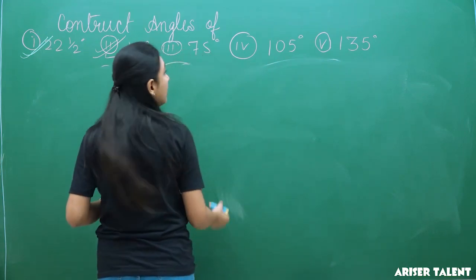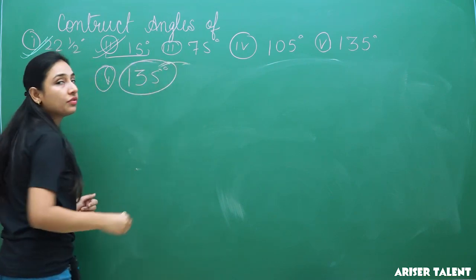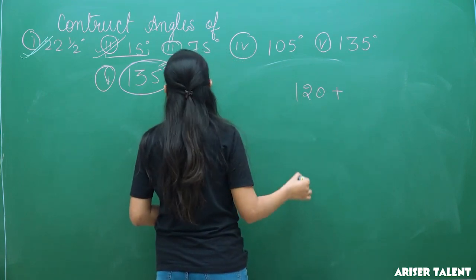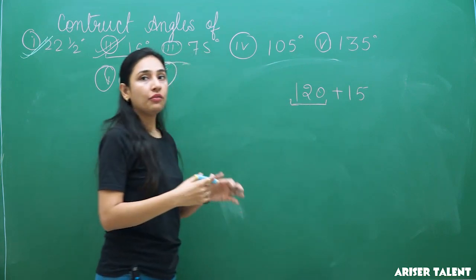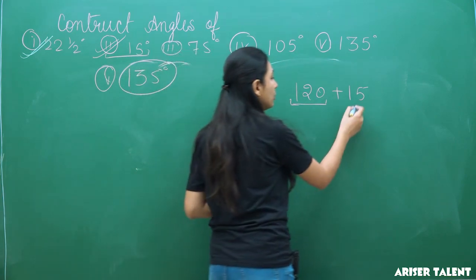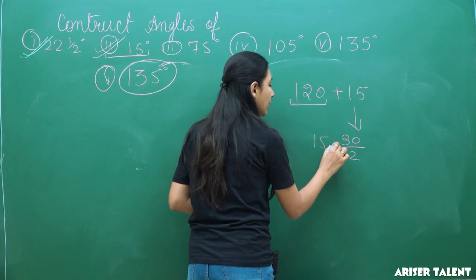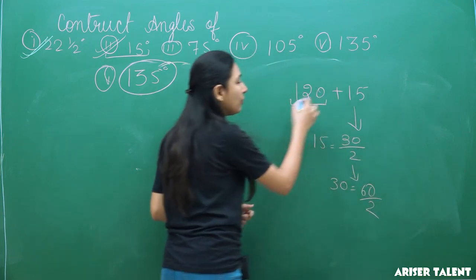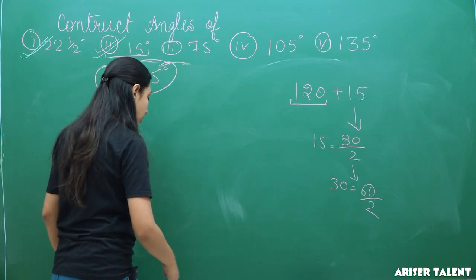So the next one is 135 degree. Now what is 135 degree? We know 120 degree very well, and plus 15 we can take. 120 degree is what? After 60, another arc will give 120 degree. What about this 15 degree? 15 is 30 by 2, and 30 is 60 by 2. We know how to make this angle 15 degree. Now it has become very easy for us, guys.